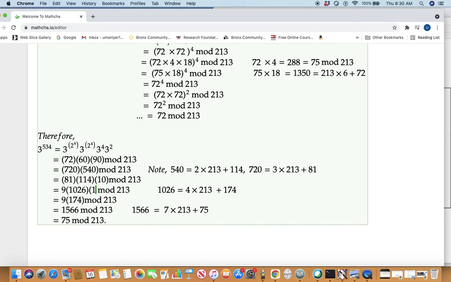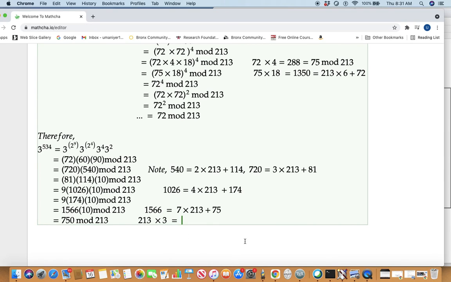Okay. So let's go through the same procedure. Get the 9 in here, get the 10. And get the 10. 1566 is 750 modulo 213. So I don't know, 750 modulo 213. You can take 213 times 4 is too much, 3. What is 213 times 3? It is 639. So 750 minus 639 equals 111.